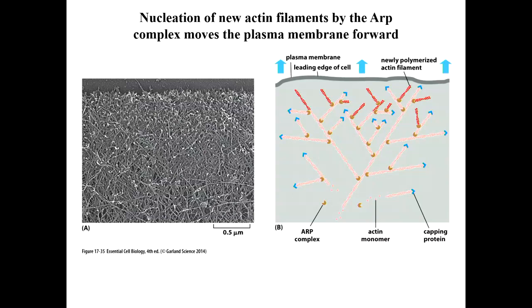All right, so how is all this happening? You are inside of a cell. You want to make these structures and move forward. You want to make new actin filaments. How do you know where to make them and in what direction? So the nucleation or formation of new actin filaments requires something called the ARP complex, which moves the plasma membrane forward. So this is just a nice picture from your book of a dense network of actin filaments.